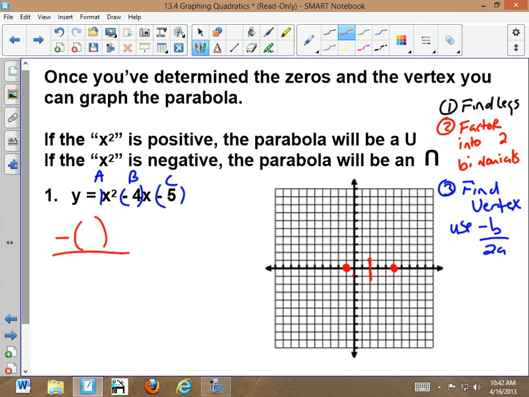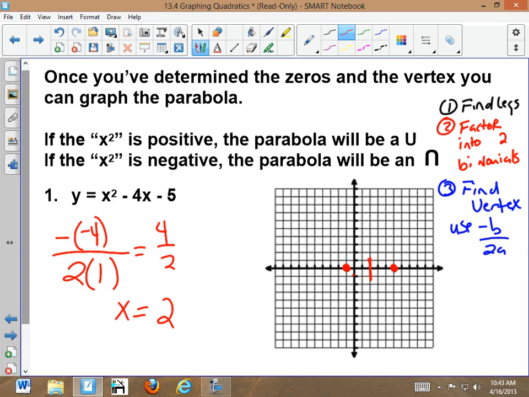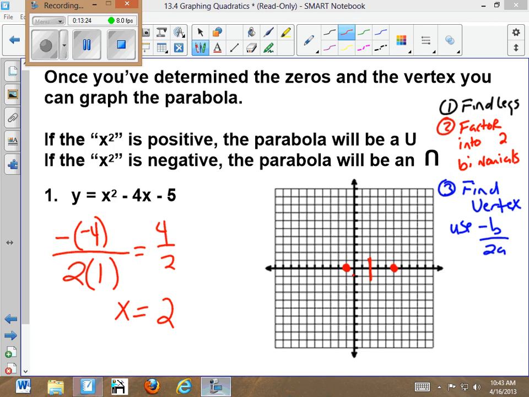The opposite of b all over 2 times a. b is negative 4, a is 1. This equals 4 over 2, which equals 2. So x equals 2. Let me see, 1, 2. Yes, my vertex is in the middle of my legs. I'm good so far. Now I found my x value, but I knew my x value going in, and 90% of the time in this class, that's where it'll be. Do you have situations where your vertex is not in the middle between your legs? Yes, you do. But in this class, mostly it's going to be in the middle.